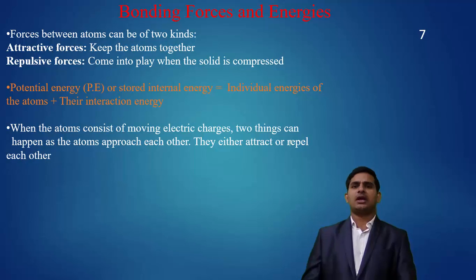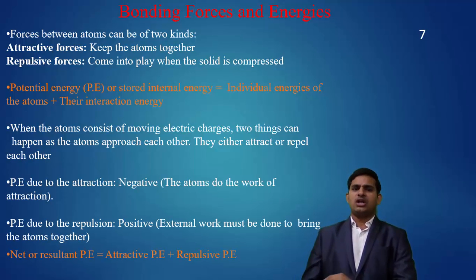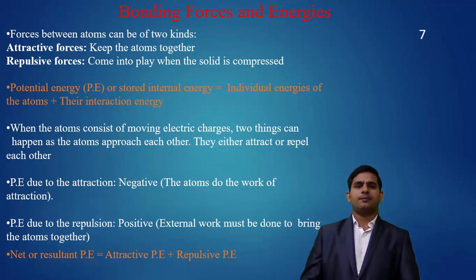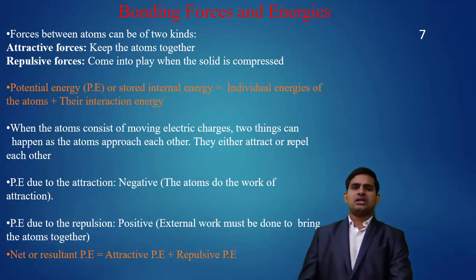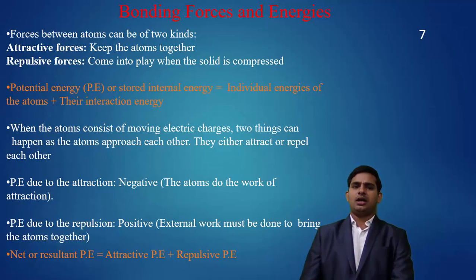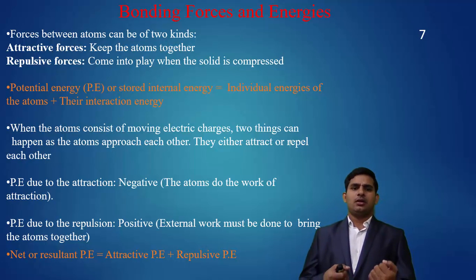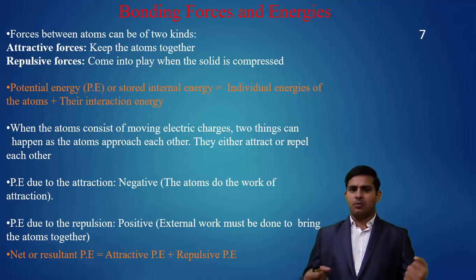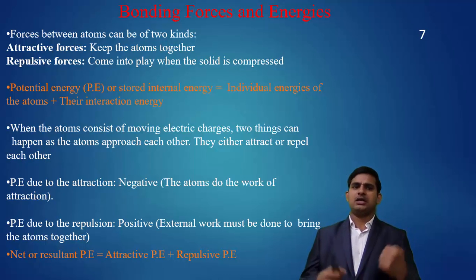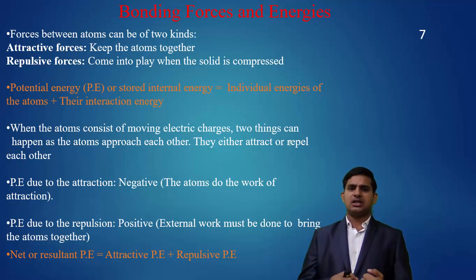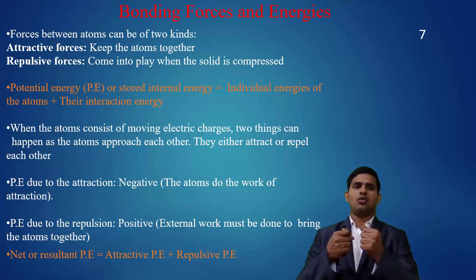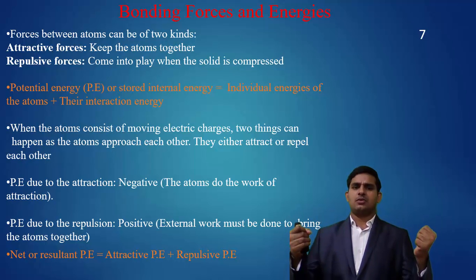And what will happen in the case of energies? Now potential energy, or stored internal energy in any atom, is given by the individual energies of the atoms plus the interaction energy. When two atoms consist of moving electron charges, two things can happen. As the atoms approach each other, they can either attract or repel each other. Potential energy due to attraction is negative. Potential energy due to repulsion is positive.